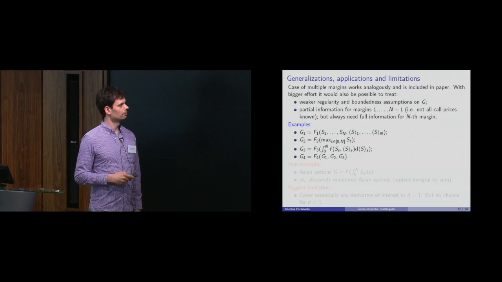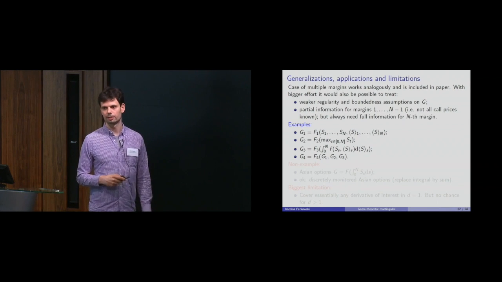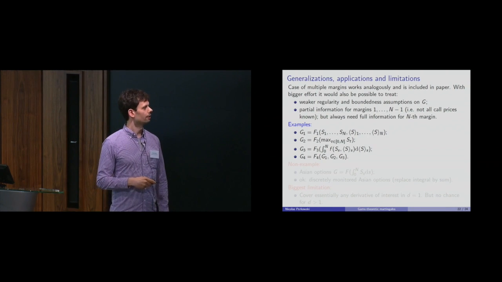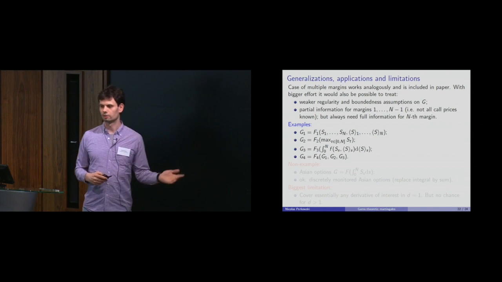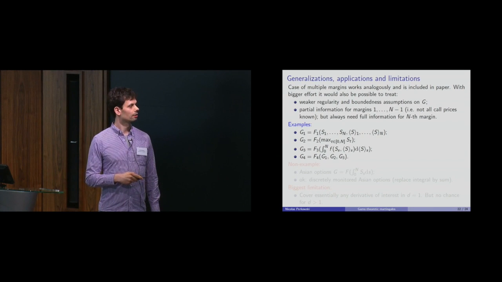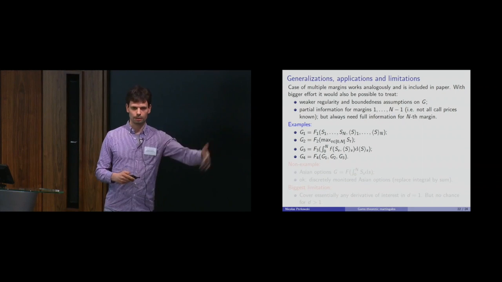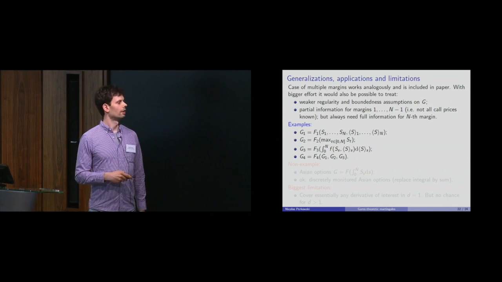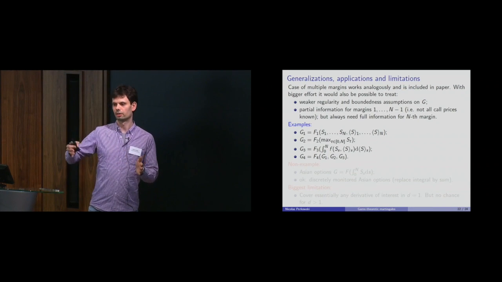Examples are, of course, anything that depends on the price at these finitely many times and the quadratic variation at these finitely many times. Anything that depends on the maximum, like in these look-back options by Hobson. Any such integral where you integrate against the quadratic variation, you have the quadratic variation here and the process here, and then you plug it into a function. Or anything that you can get by combining all these together.